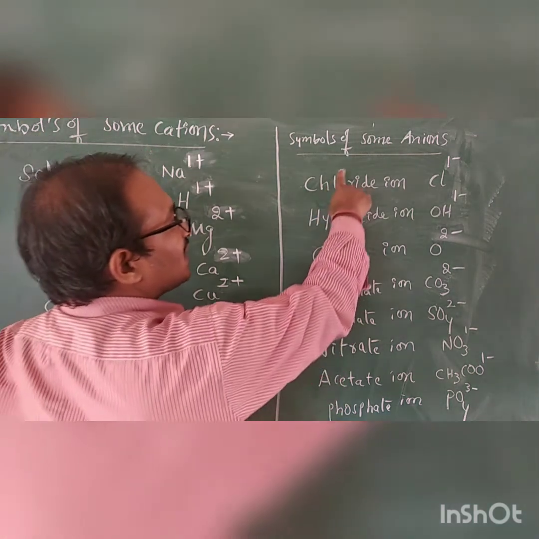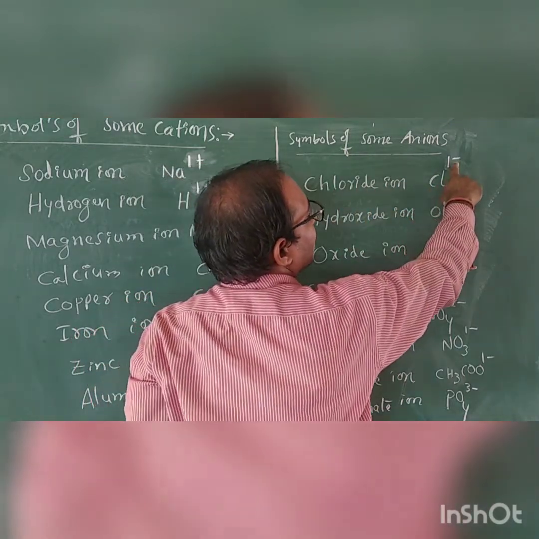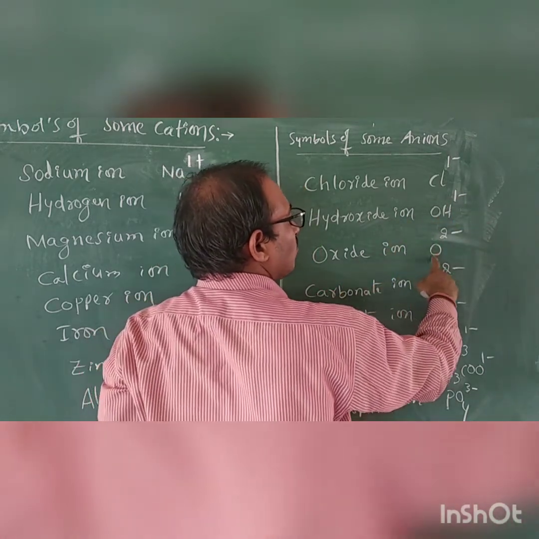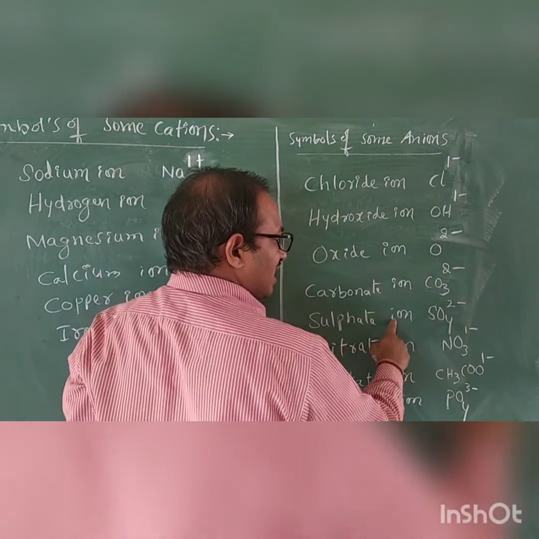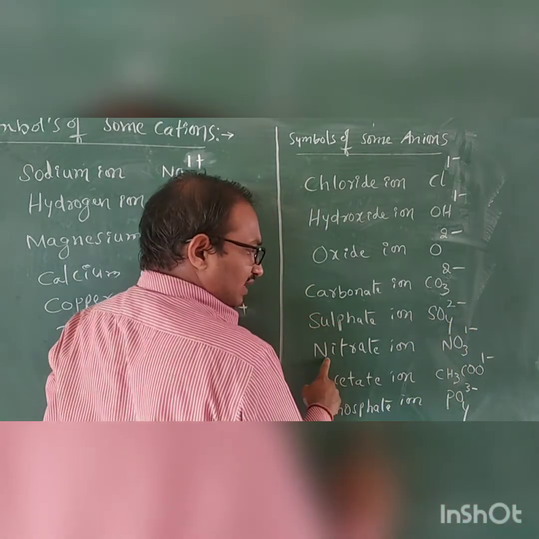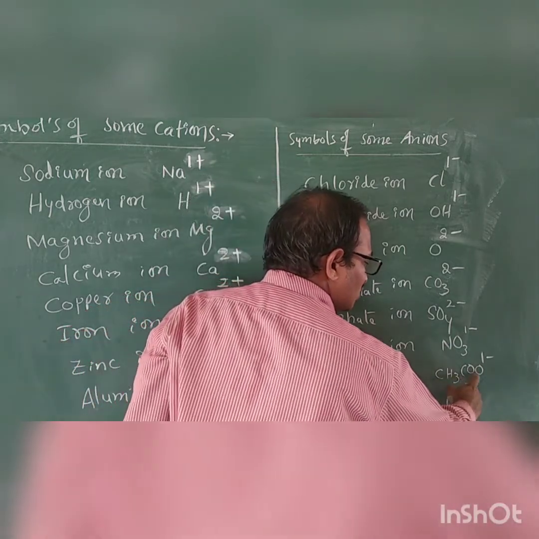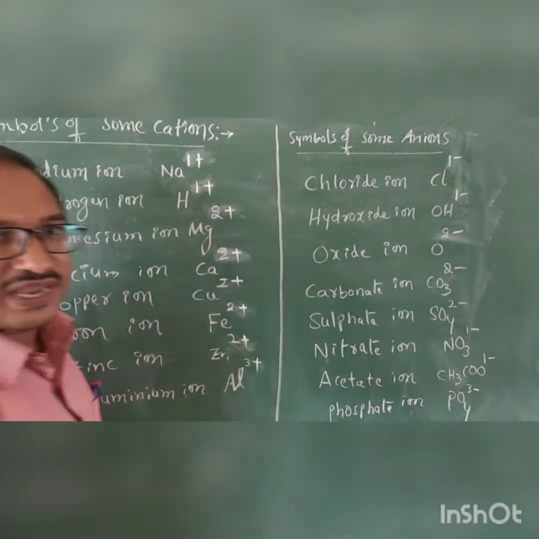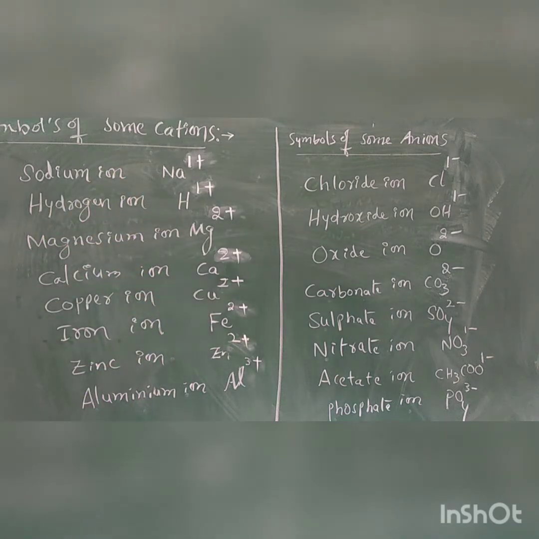In the same way, symbols of some anions. Chloride ion Cl1-, hydroxide ion symbol OH1-, oxide ion symbol O2-, carbonate ion symbol CO3 2-, sulfate ion symbol SO4 2-, nitrate ion symbol NO3 1-, acetate ion symbol CH3COO1-, phosphate ion symbol PO4 3-. If you know the symbols of cations and anions, now you can write any formula. Now that we are going to see.